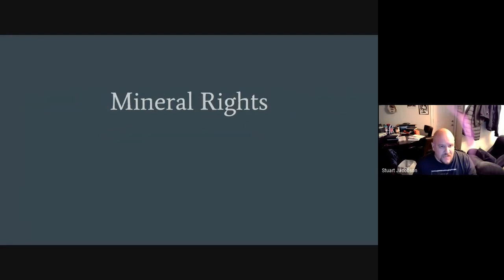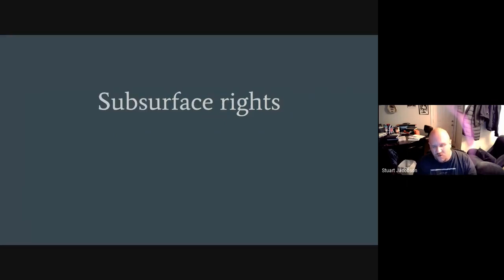Next are our mineral rights. Mineral rights. Those are also known as subsurface rights. Mineral rights are subsurface rights, synonyms of one another.